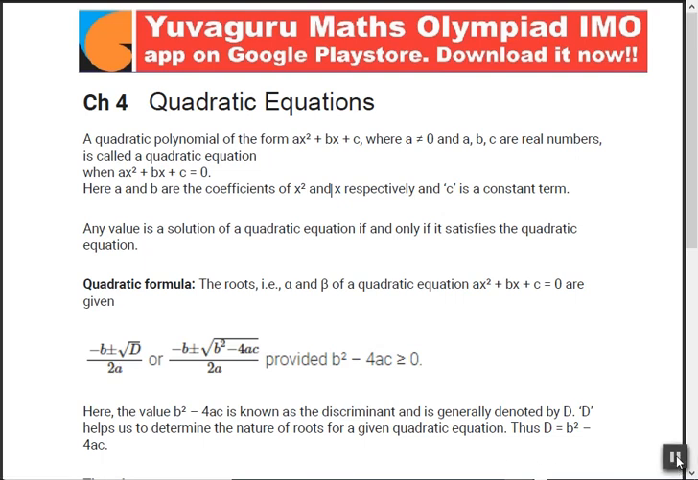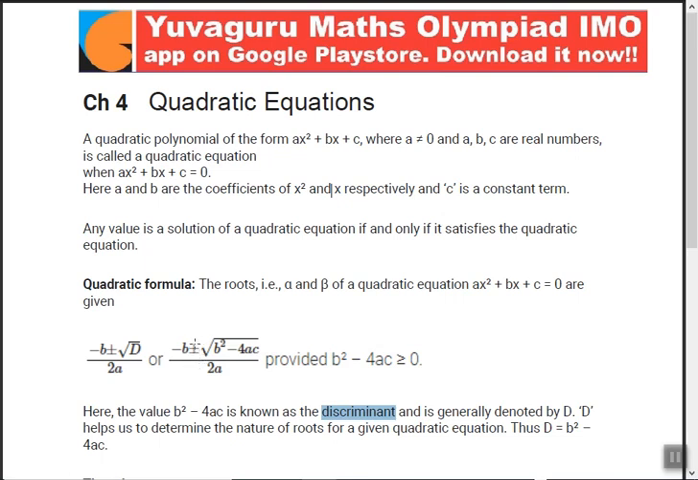Now what is this capital D? This capital D is known as discriminant. Now what is this discriminant? Discriminant is b square minus 4ac. So always remember b square minus 4ac is a very important term, and plus or minus 2 are there. Why?